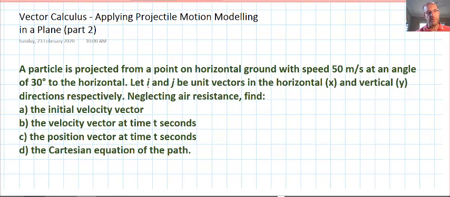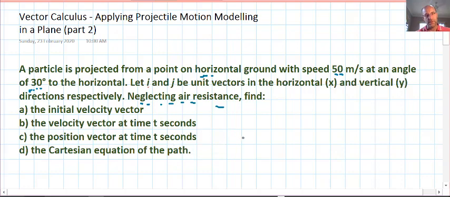So the easiest one first: a particle projected from a point, the ground's nice and horizontal, that helps, and we've got a launch speed of 50 meters per second. We've got an angle of projection, or a launch angle, same thing, of 30 degrees. i and j are the unit vectors, horizontal and vertical as normally we see, and a good old neglect of air resistance, so that helps. And we've got 4 things to do there.